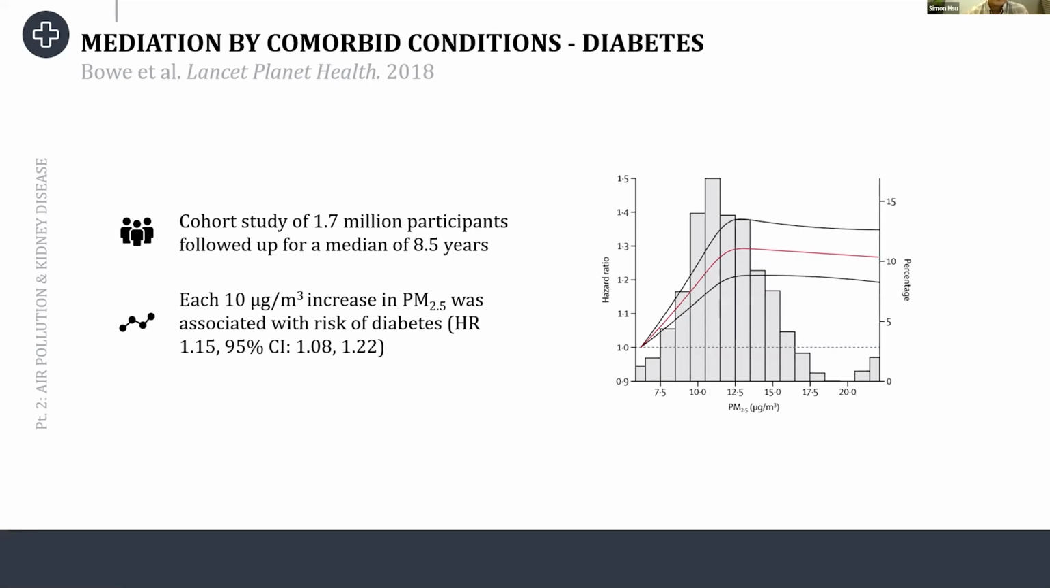And for reference here, the Environmental Protection Agency's threshold for what they say is safe for fine particulate matter is 12 micrograms per cubic meter. So that's around here. And what you can see is that even at these supposedly safe levels of fine particulate matter, there's still an increased risk of diabetes with increased fine particulate matter exposure.